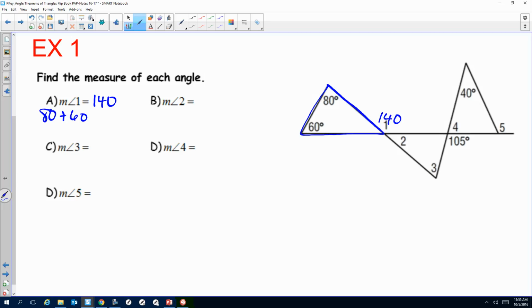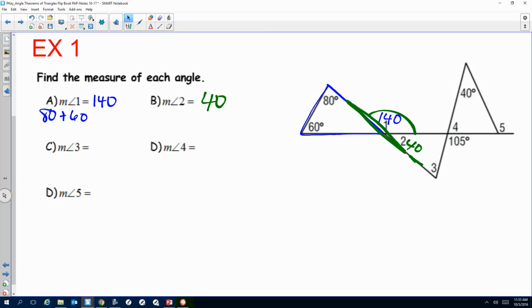So from angle 1, I can get angle 2 by doing what? Look at angle 1 and 2. What are they? Yeah, they're a linear pair. We have a linear pair right here because they're on this line. So angle 2 automatically is 40. We're done. So we're going to go ahead and put that into our diagram, our figure. I'm going to label angle 2 as 40. All right. Let's move to angle 3.